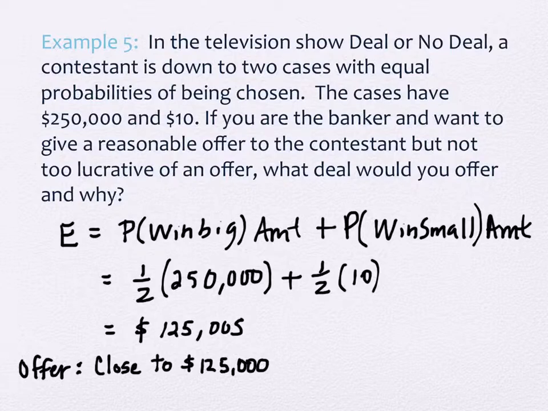So if this time this contestant plays this game and they win $250,000, next time the expectation might be that they don't win the $250,000. So it balances itself out, right? So we're looking for the balancing point, that scale point where it evens itself out. And that's what we're looking for when we're making that deal as the banker.